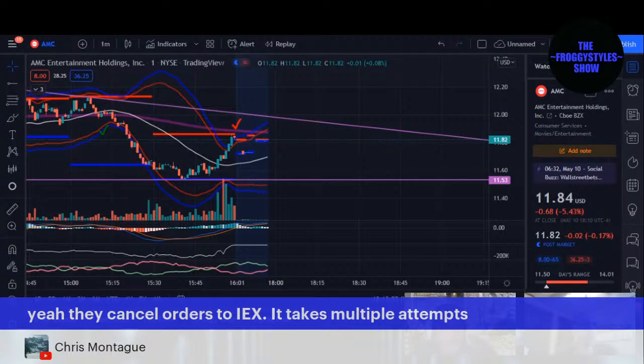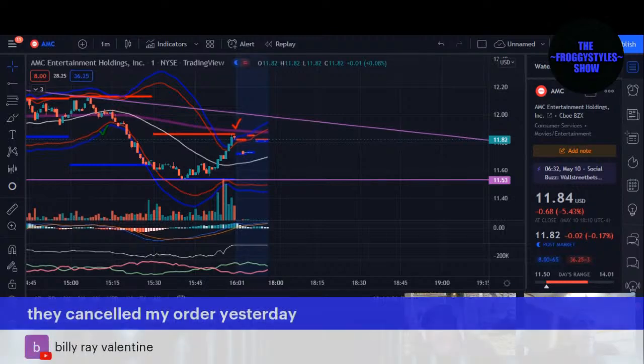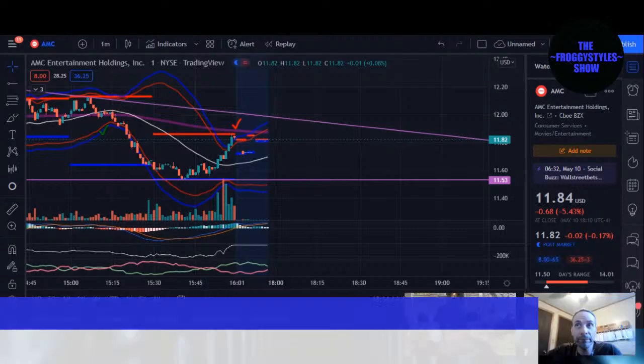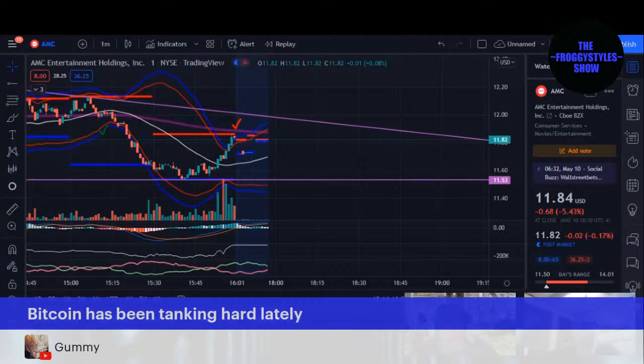Chris says they canceled orders on IEX. It took multiple attempts. I think he's talking about Fidelity when we were talking about that. That's how far behind I am. Yeah, I heard about that from other people. Billy Ray Valentine says they canceled my order yesterday. So that definitely sucks. That means they're still pulling shenanigans. And that's Fidelity.